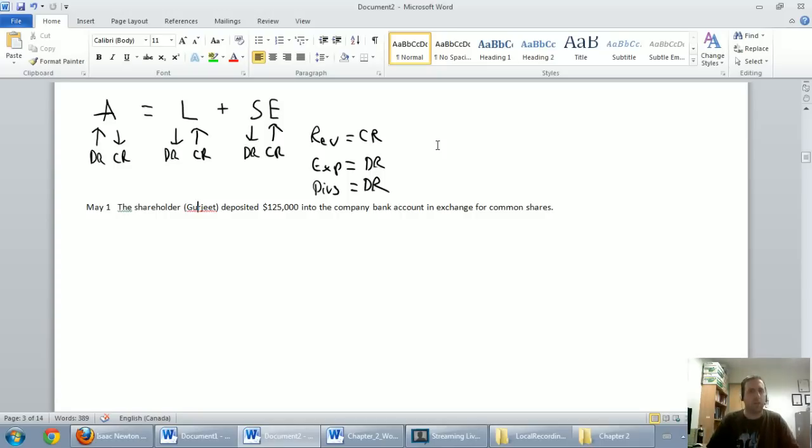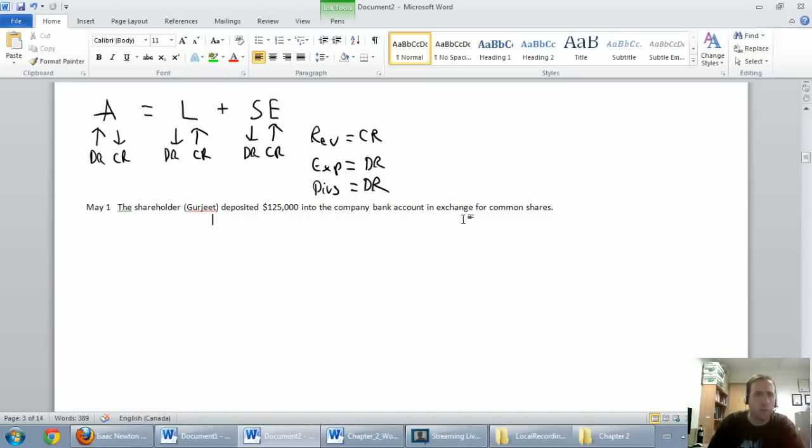What happened to me? Well, Gurjeet put 125 grand into my bank account. So, obviously, money's involved. Whenever money's involved, accounts will debit or credit cash. We've got to say, okay, well, what happened to the money? Even though it goes in a bank account, we call it cash. So, it says 125 grand into the company's bank account. Our cash, therefore, went up, right? Cash is an asset.